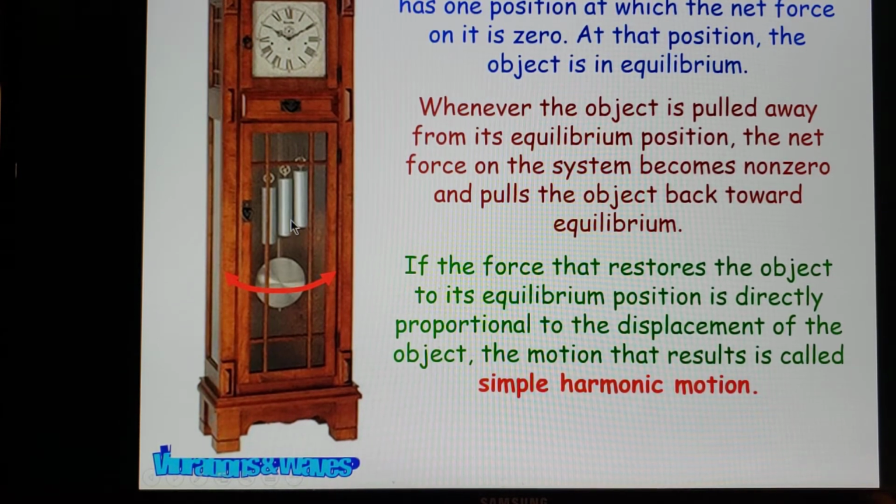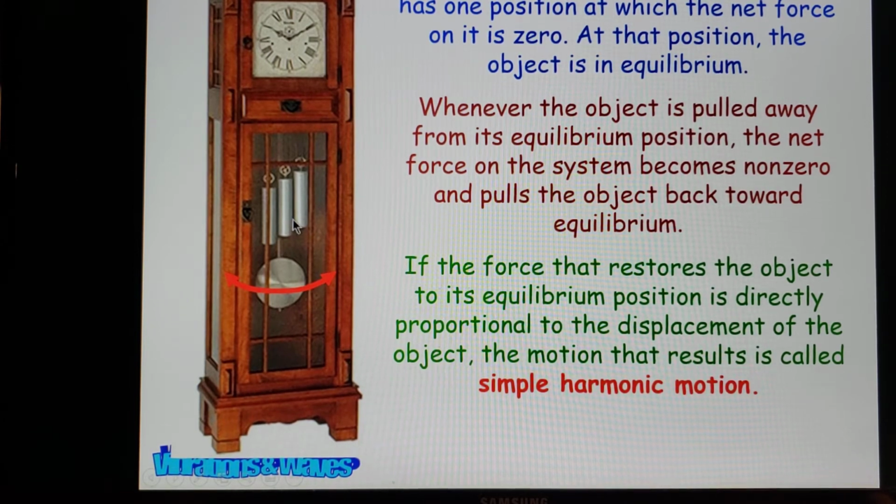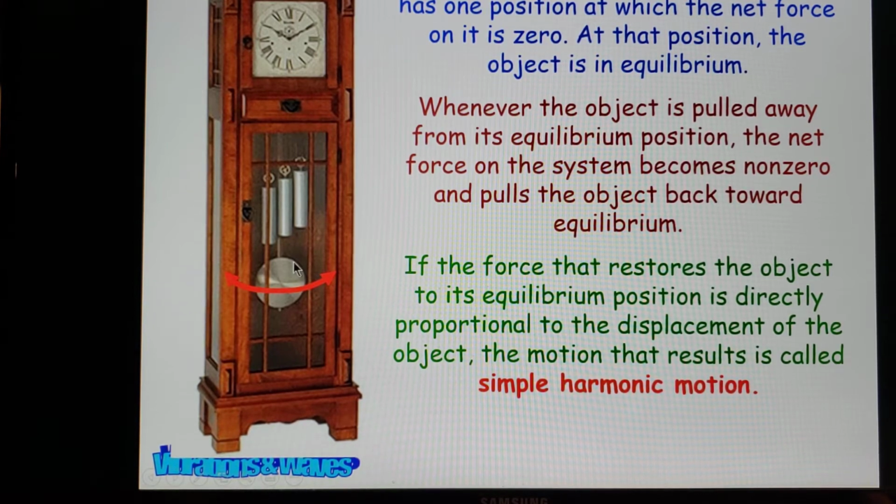These don't work very well on ships, so it was a whole other adventure to try to get a clock that would work on a ship where it was rolling and pitching. And someday there's a couple of good videos on that about how they finally overcame that.